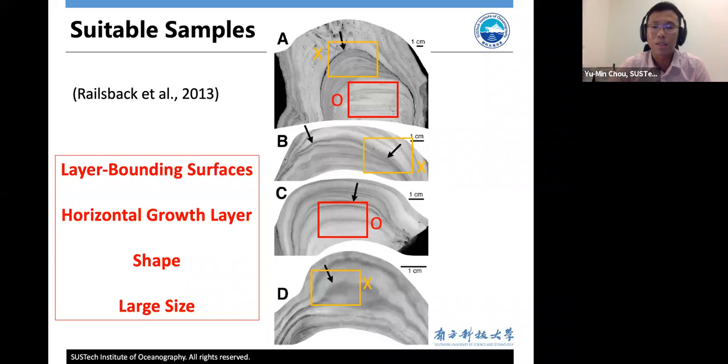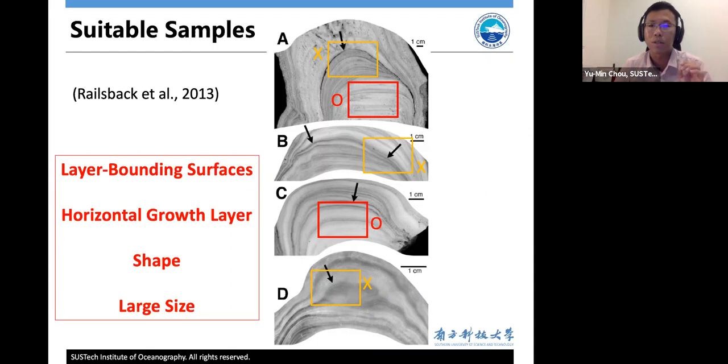We have to find those boundary surfaces and check whether there is any hiatus. It is better for us to use the horizontal growth layers, so you have to find a candlestick stalagmite, because inside it you can find horizontal layers, and we need a large-size sample here. For big-diameter stalagmite samples, you get a large area of horizontal layers. Otherwise, you get a bend effect inside the central part of the stalagmite. It will influence your records and their preservation.